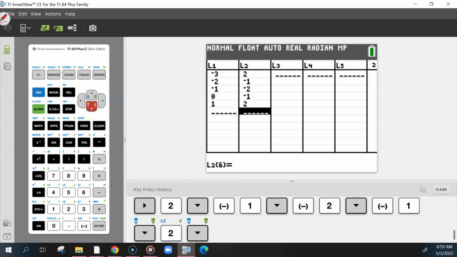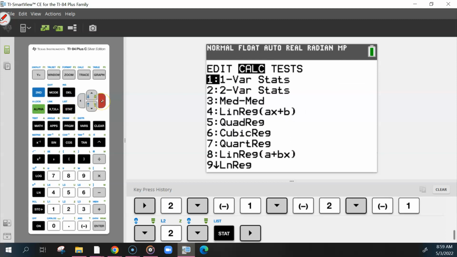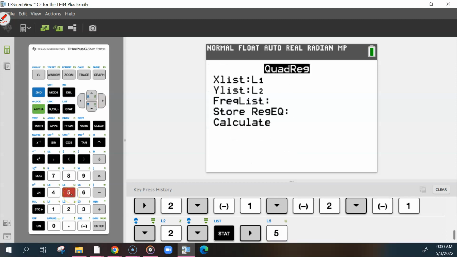Notice that your y values kind of repeat themselves. That should happen. Your x values should not. Your x values should look like they're going to go in a line, but your y values will not do that. And then go back to stat, scroll over to calculate, and we're now looking for quadratic regression, so number 5. Everyone with me so far?